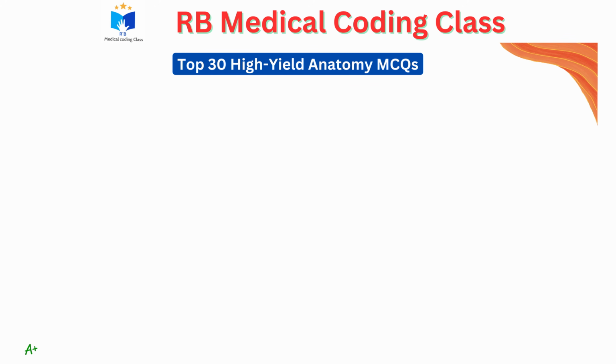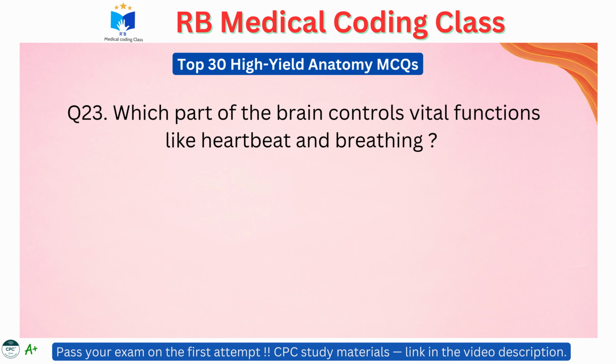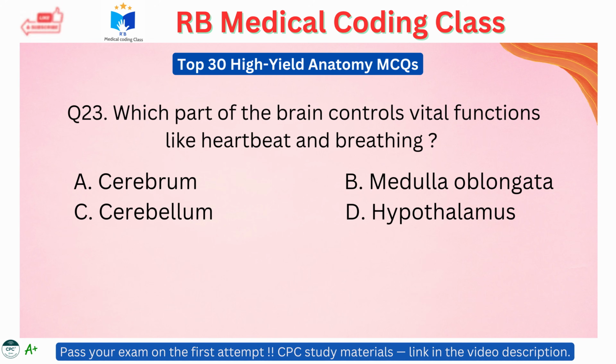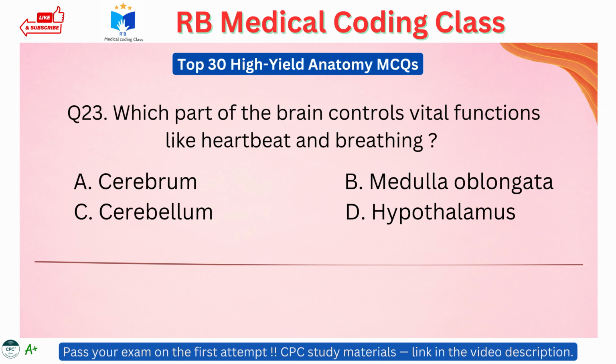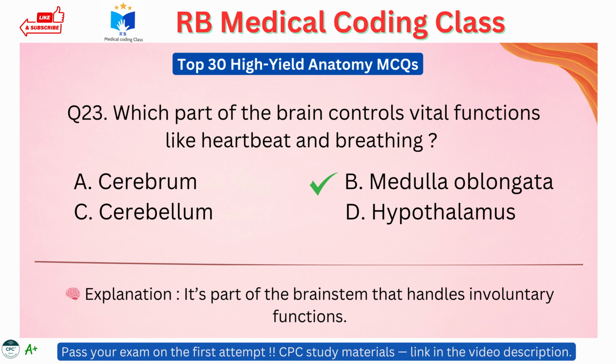Question 23. Which part of the brain controls vital functions like heartbeat and breathing? A. Cerebrum. B. Medulla oblongata. C. Cerebellum. D. Hypothalamus. Answer. B. Medulla oblongata. Explanation. It's part of the brainstem that handles involuntary functions.